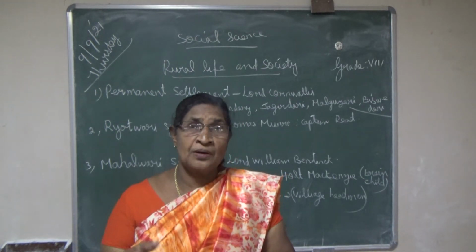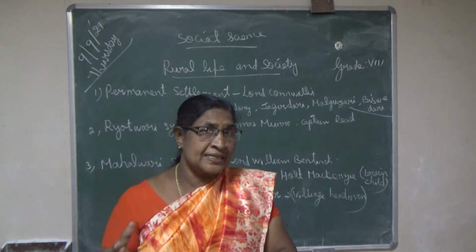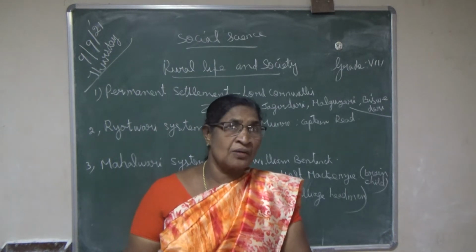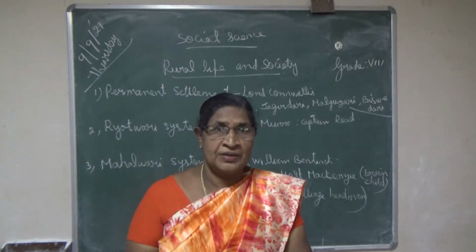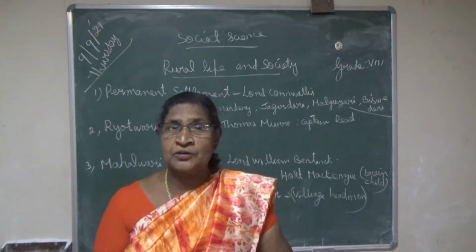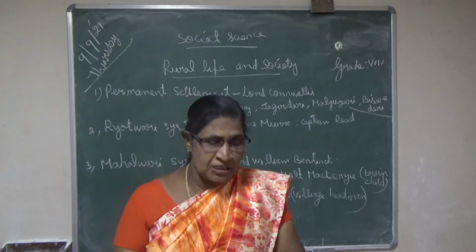Why did they become faithful to the British government? Because they collected the tax. They were the owners of the land. These facilities were given by the British government. So they were faithful to the British government. Who were faithful to the British government? The Zamindars were faithful to the British government.